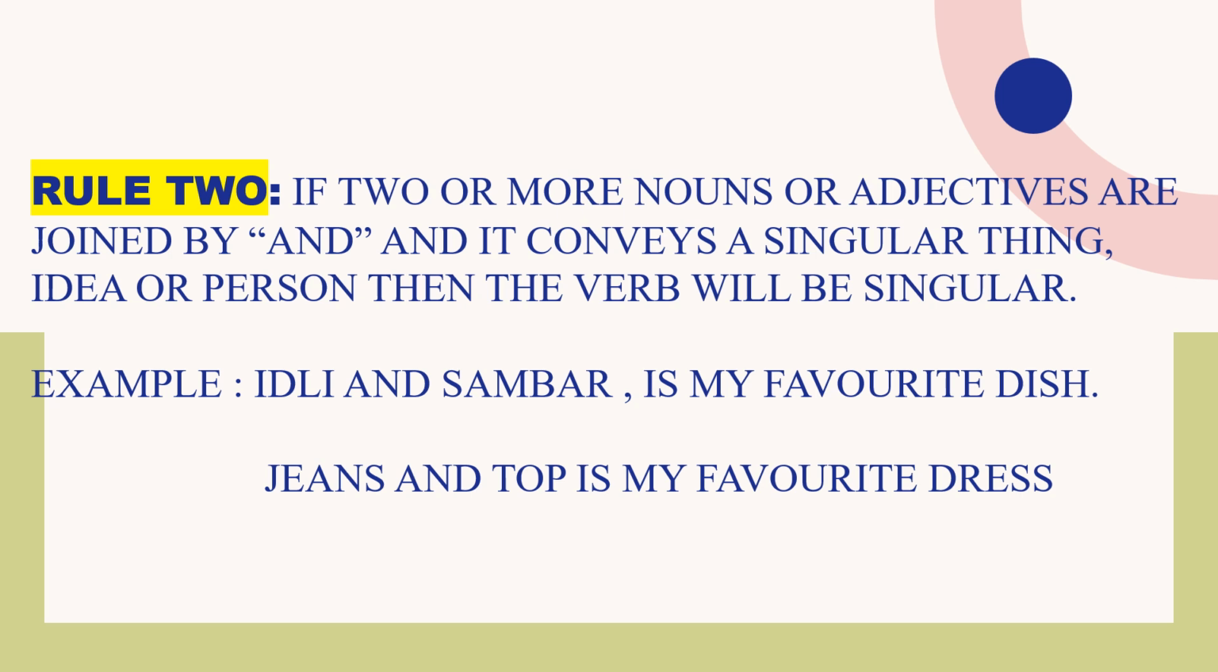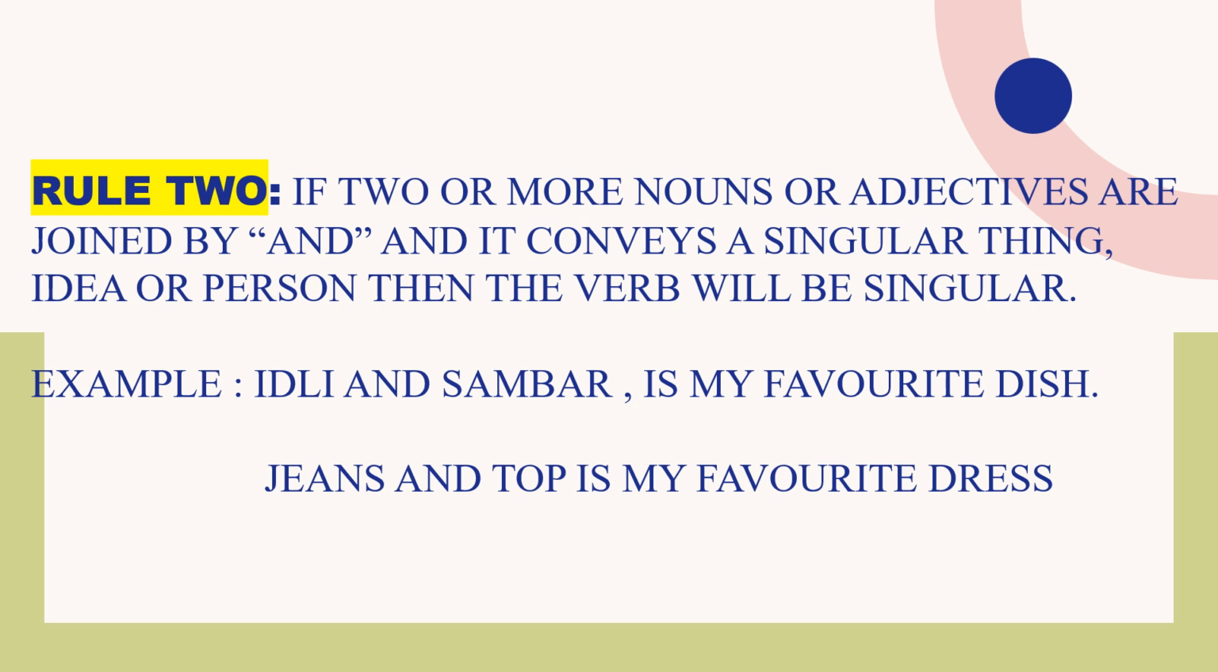Idli and sambar is my favorite dish. Or you can say idli and sambar is my favorite breakfast. So here idli and sambar, even though they are two different items, are taken as a single entity, as a single thing. The same way, jeans and top is my favorite dress. Jeans and top, even though they are two different nouns, are actually considered as a single entity. Jeans and top is my favorite dress.